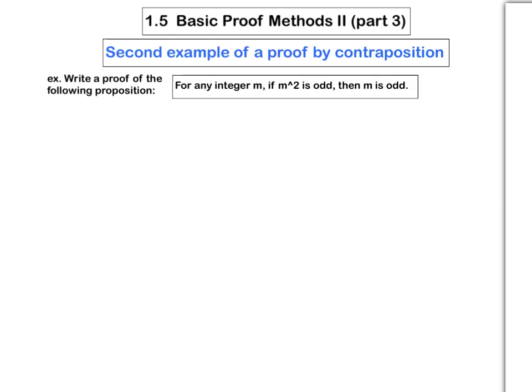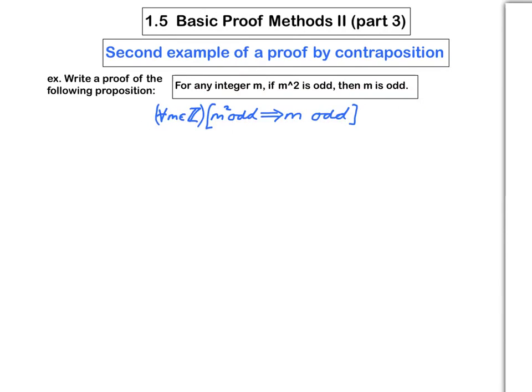Okay, here's another example of proof by contraposition. For any integer m, if m squared is odd, then m is odd. So put your video on hold and write it in symbols. Okay, here it is written in symbols. For all integers m, if m squared is odd, then m is odd.